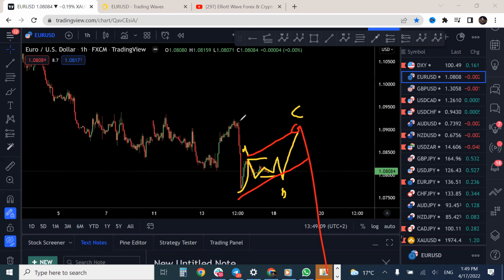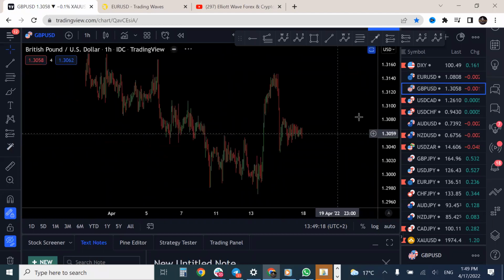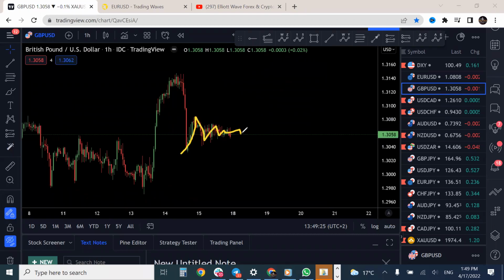Any corrective structure, it does not have to be this one, but whenever it's a corrective structure and it's complete, we'll look to sell it. For the rest of the pairs paired against the US dollar, the only expectation is for this to continue to the downside. We're currently building this corrective structure here. This is the pound US dollar, so this can end up doing this. We are bearish the pound here.